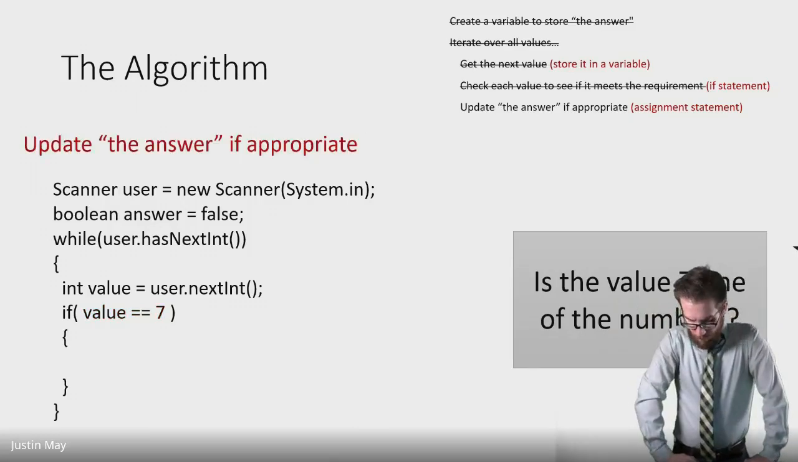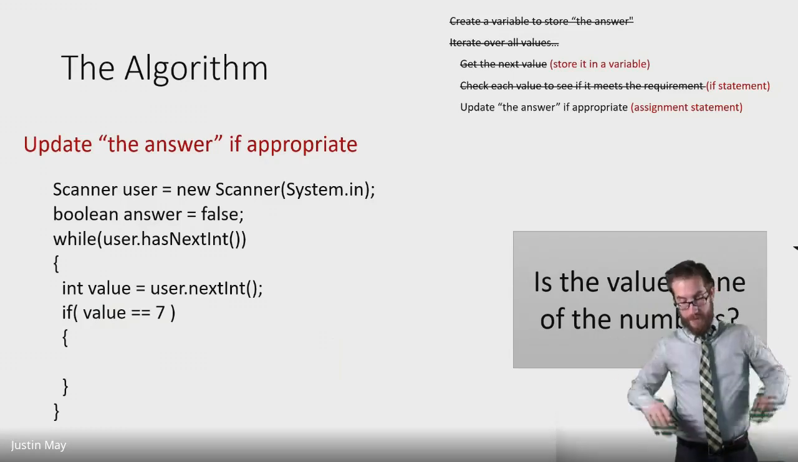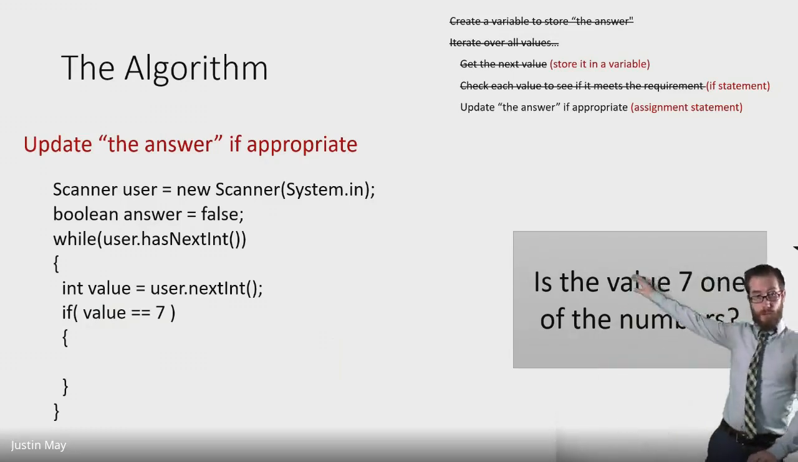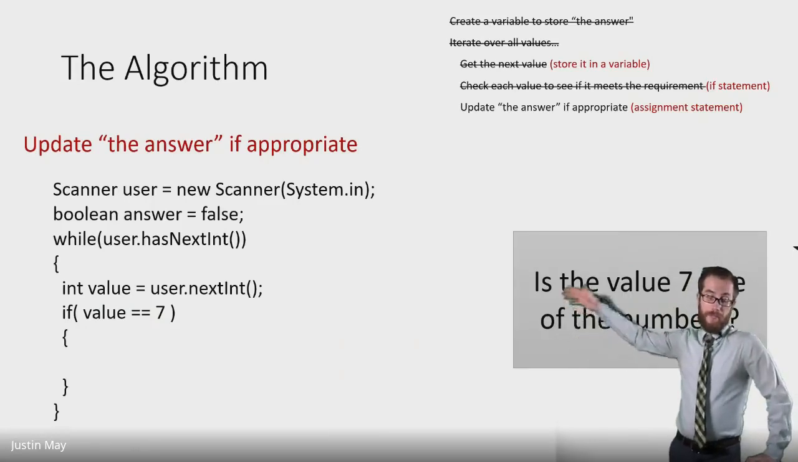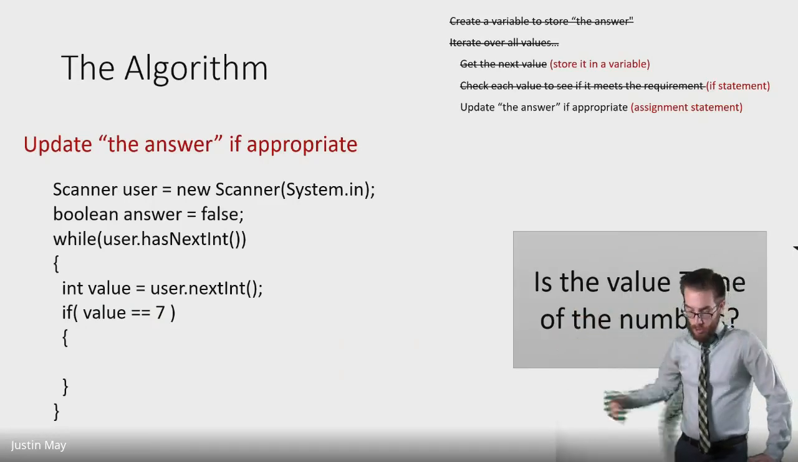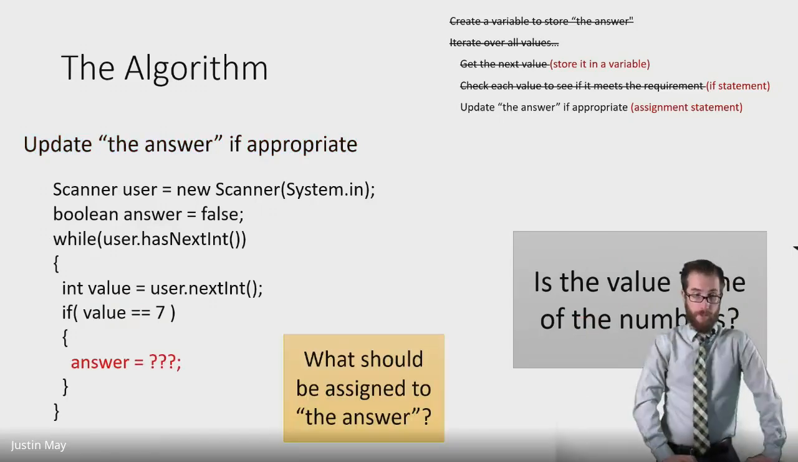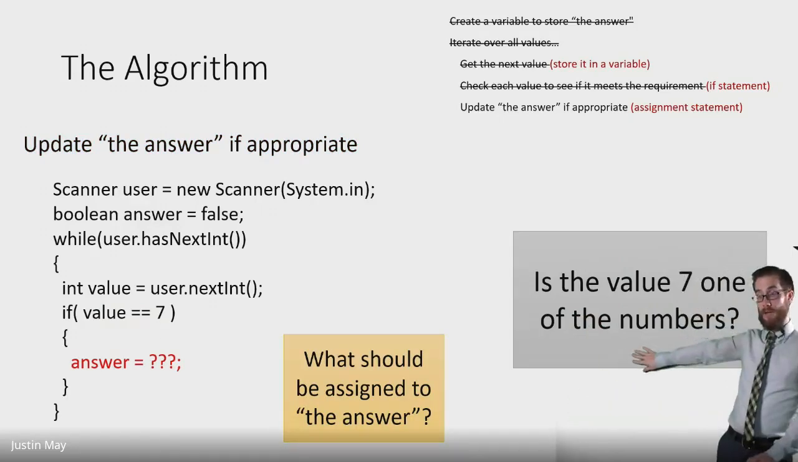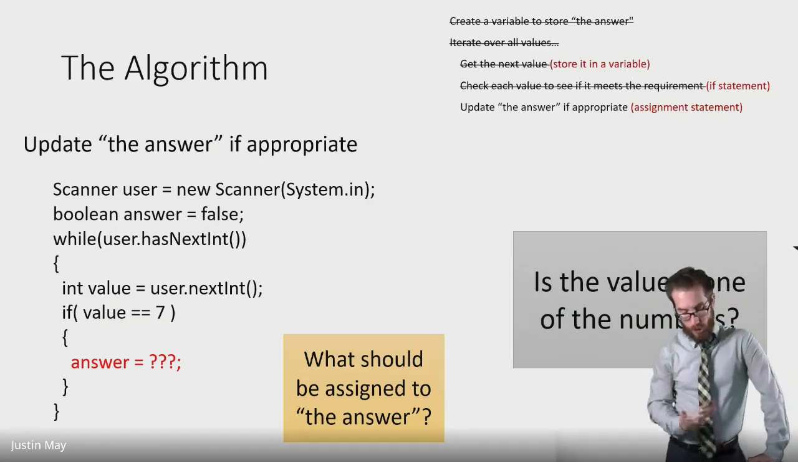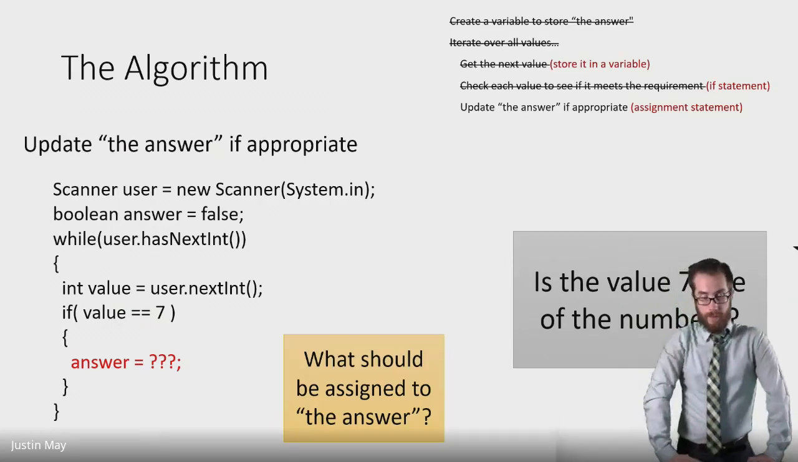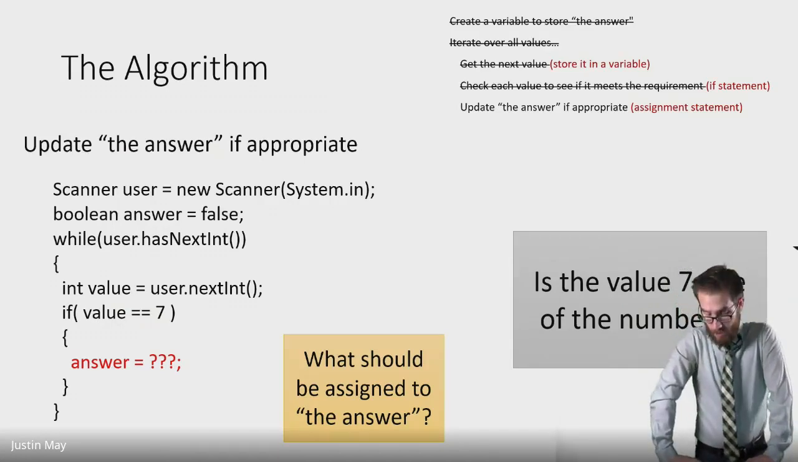The next thing we're going to fill in is the part where we update the answer if appropriate. So answer is our variable with the answer. We're going to update it based on this condition. So if the value is 7, what should we change the answer to? We're going to assign a value to answer, but what value are we going to assign to answer? If the user has typed a 7, what should the answer to our problem be? It's got to be true or false because the answer is a Boolean. So what do you think?